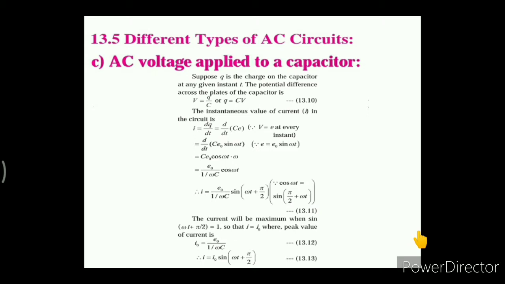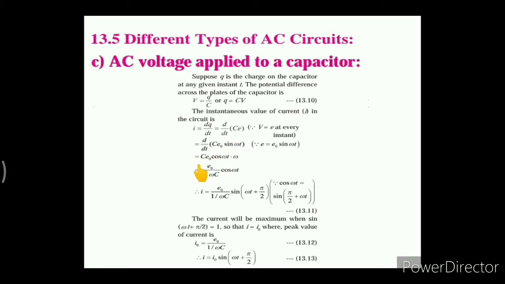As the potential which is to be produced over here is equal to E at every instant, that's why I is equal to d upon dt into C into E. Let's substitute the value of E over here. So it becomes d by dt in bracket C E0 sin omega t, as the value of E is E0 sin omega t. Over here, as C is constant, we are taking it as it is. Now let's take the derivative of sin omega t there, as C and E0 are constant.